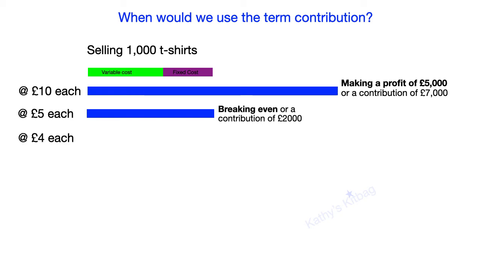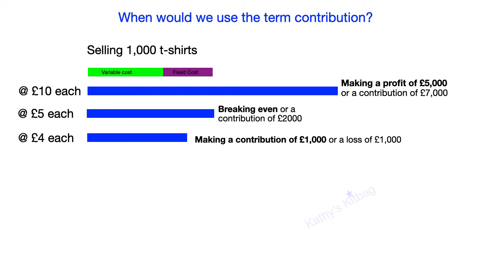So next example, the business is now selling its t-shirts for £4 each. So what you can see happening here is it's getting its revenue coming in. It's getting enough revenue to cover all of that £3,000 variable cost, but it's only getting enough revenue to cover half of the £2,000 fixed cost. So in this case, you could say the business is making a contribution of £1,000 because it's eating £1,000 into its fixed costs, or you could say it's making a loss of £1,000. And actually, it can be quite useful to talk about it being a contribution of £1,000 because that gives you a little bit more information.